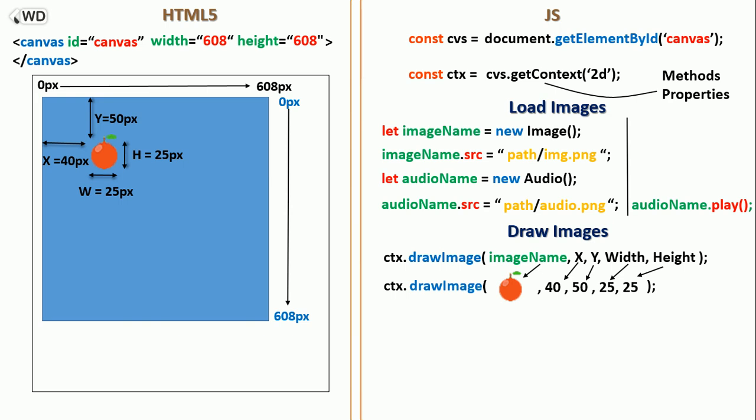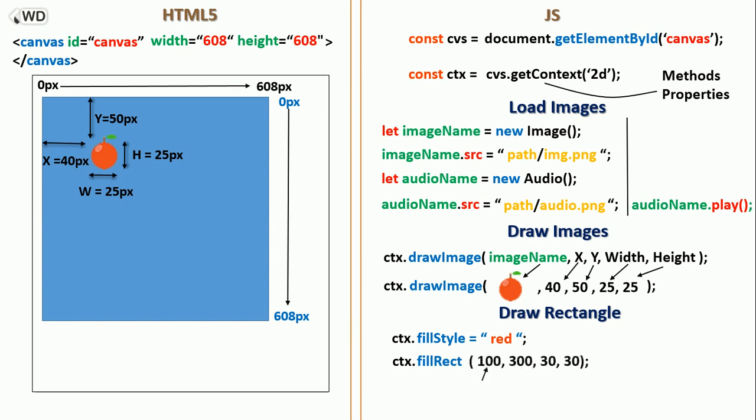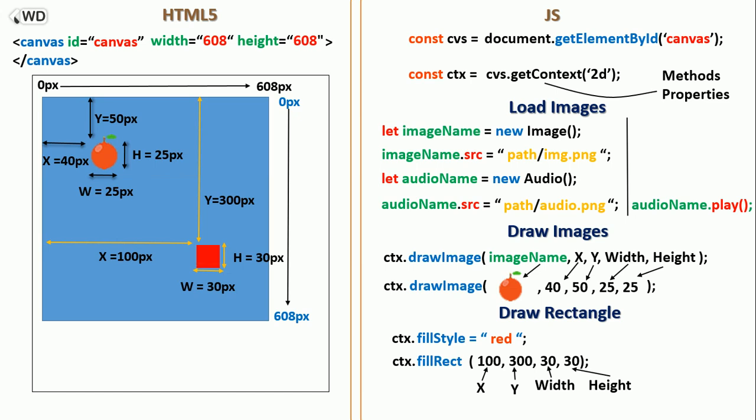Also, we're gonna need to draw rectangles. So to draw a rectangle, we first have to set the fill style, the color, for example red, and then use the fillRect method, which gets the x and the y position and the width and the height of the rectangle. So this is 100 from the left, 300 from the top, the width, the height. So our rectangle will be red and in this position.